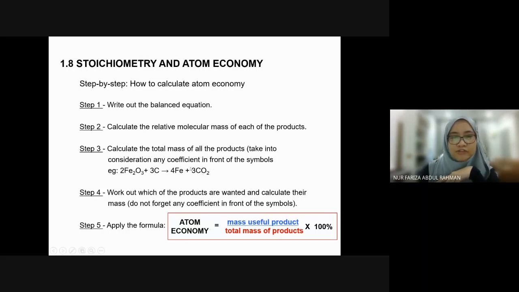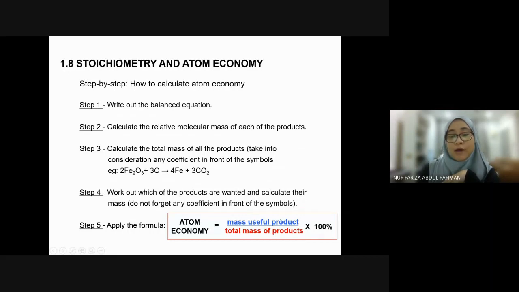Okay, the total mass should include the coefficient in the calculation. Work out which of the products are wanted and calculate their mass. Do not forget again the coefficient in front of the symbol. Apply this formula. So this is the formula: atom economy is equal to mass of useful product over the total mass of products.